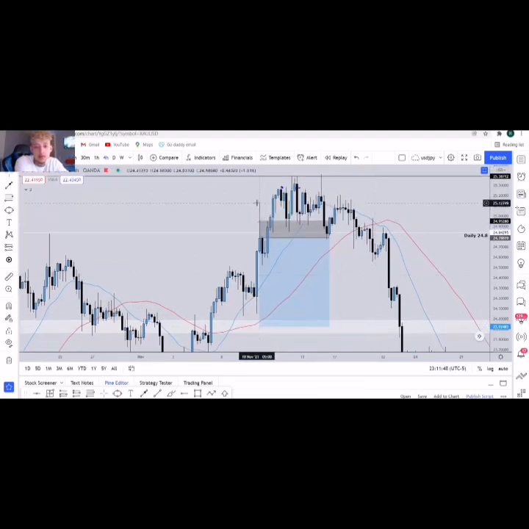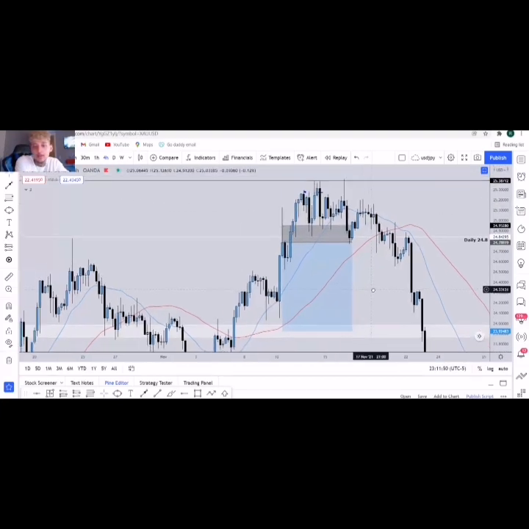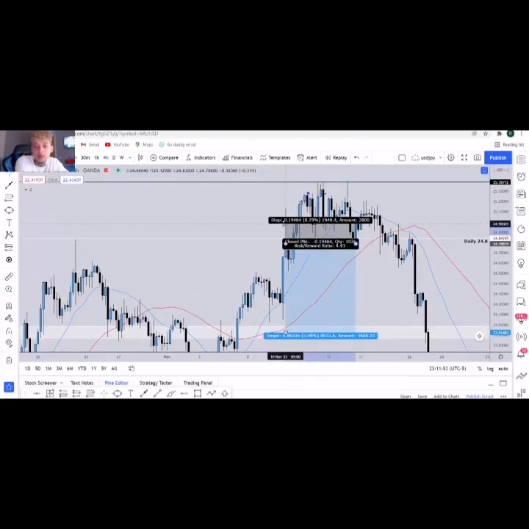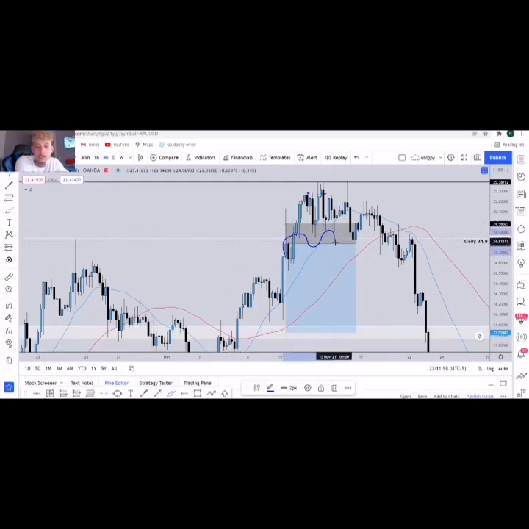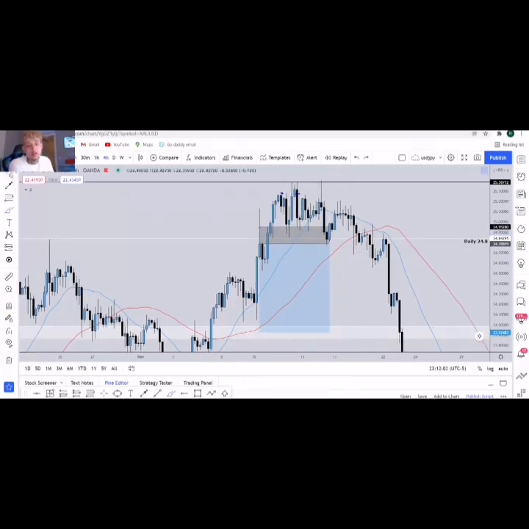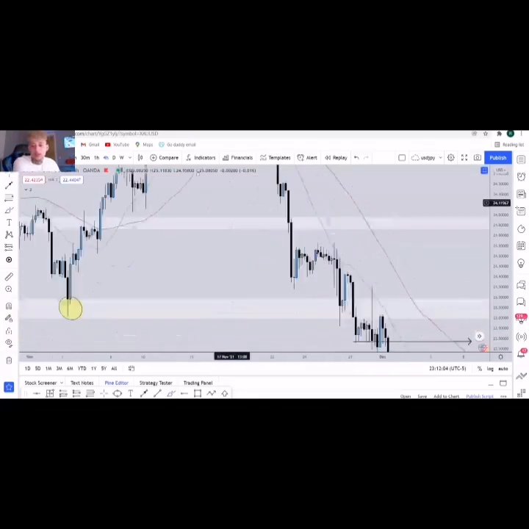Would I put my stop loss above this wick? No, I feel like that's unnecessarily large, but I would definitely place my stop loss above resistance where I feel as if price has enough room to actually fluctuate, right? And then my take profit again is my nearest level of support.